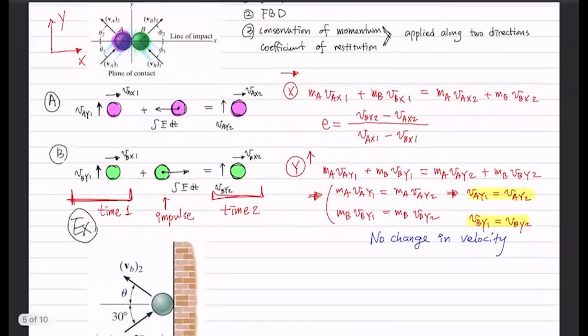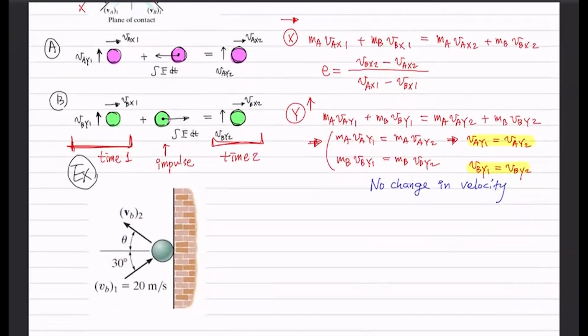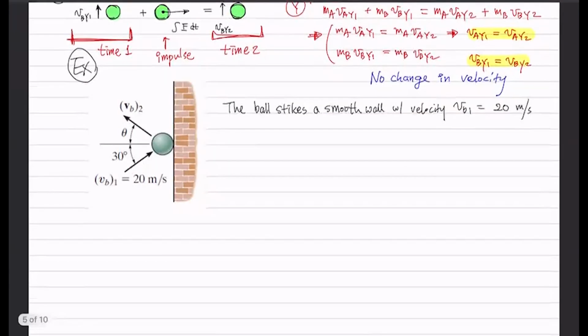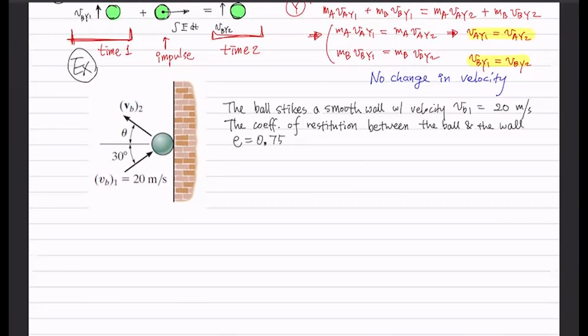Let's try some examples. There's a wall, and a ball strikes a smooth wall with a velocity v1 equal to 20 meters per second. The coefficient of restitution between the ball and the wall, E, is 0.75. Then we want to find the velocity of the ball right after the impact.